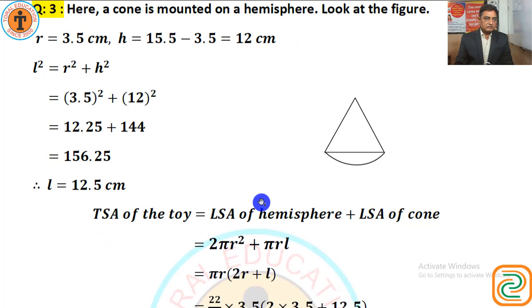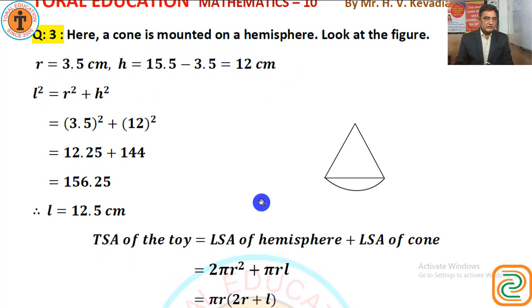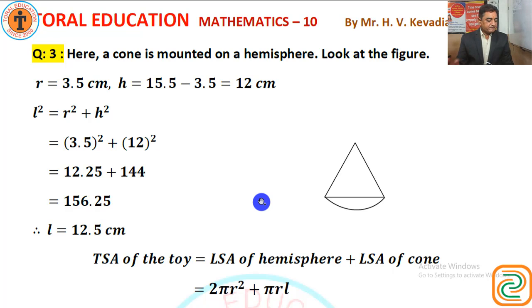Question number 3. A toy is in the form of a cone of radius 3.5 cm mounted on a hemisphere of same radius. Here is the toy. This is the hemisphere and this is the cone. The total height of the toy is 15.5, from top to bottom, the height is 15.5 cm.